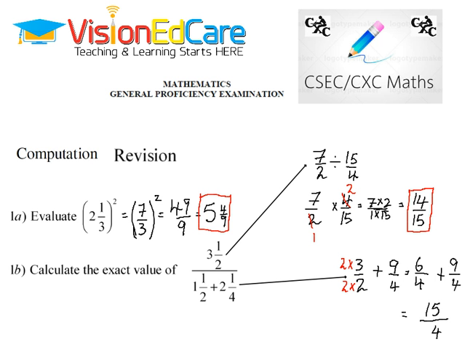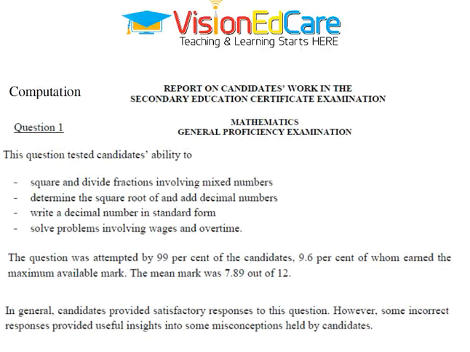Please have a read at the examiner's report on the CSEC Mathematics 2012 exam. It shows that question 1 was attempted by 99% of the candidates, 9.6% of whom earned a maximum mark. So it shows that we need to have an increase in terms of the percentage of students earning full marks on the exam. This is really, really too low. So please watch the videos because I will be uploading more.